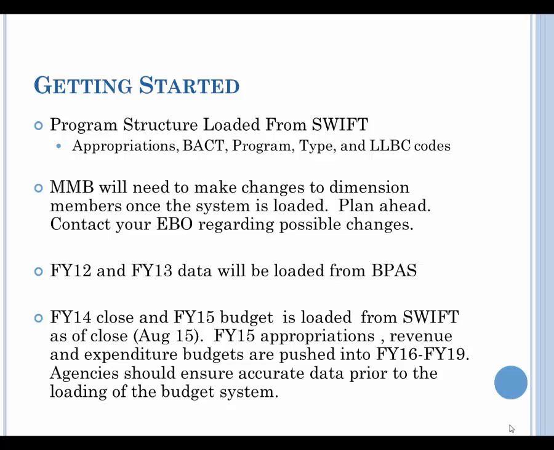Looking ahead at the 16-17 biennial budget development, agencies used to be able to update their programmatic structure in BPS. Because BPAS is built on metadata, changes to metadata and dimension members once loaded from SWIFT can only be made by MMB. Agencies should make sure that all appropriations needed for fiscal year 15 through fiscal year 19 budgeting exist in SWIFT, are coded to the correct type code, budget activity, and program by August 15th. If additional appropriations or changes to existing appropriations are needed, contact your budget officer.